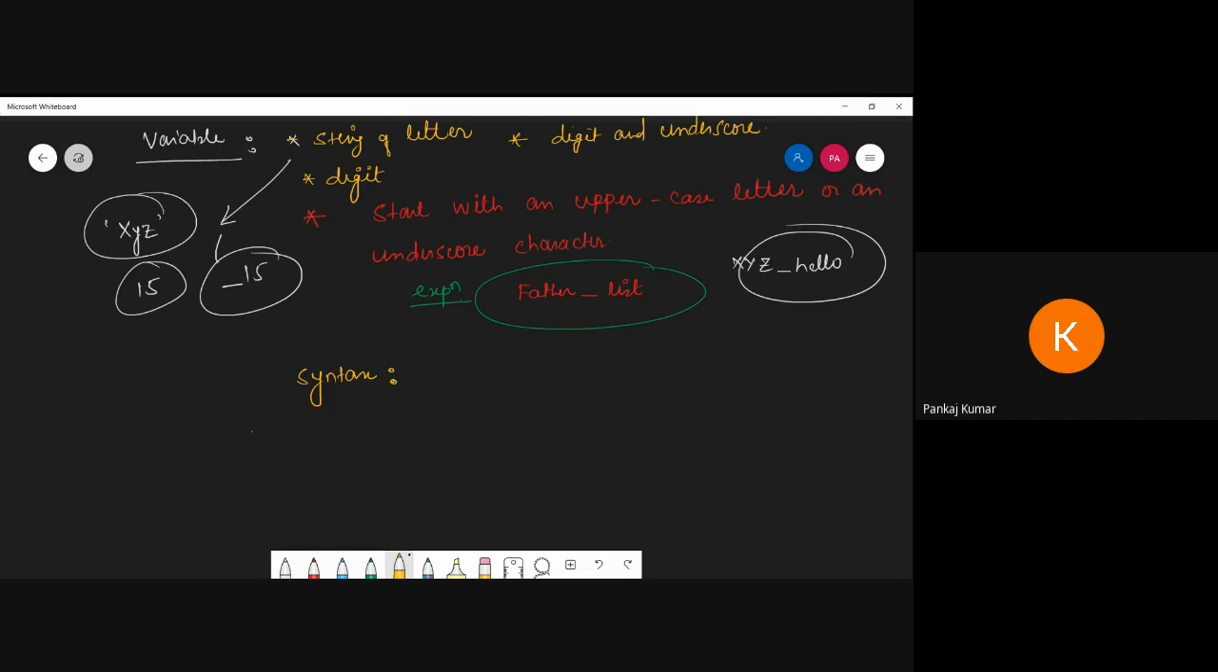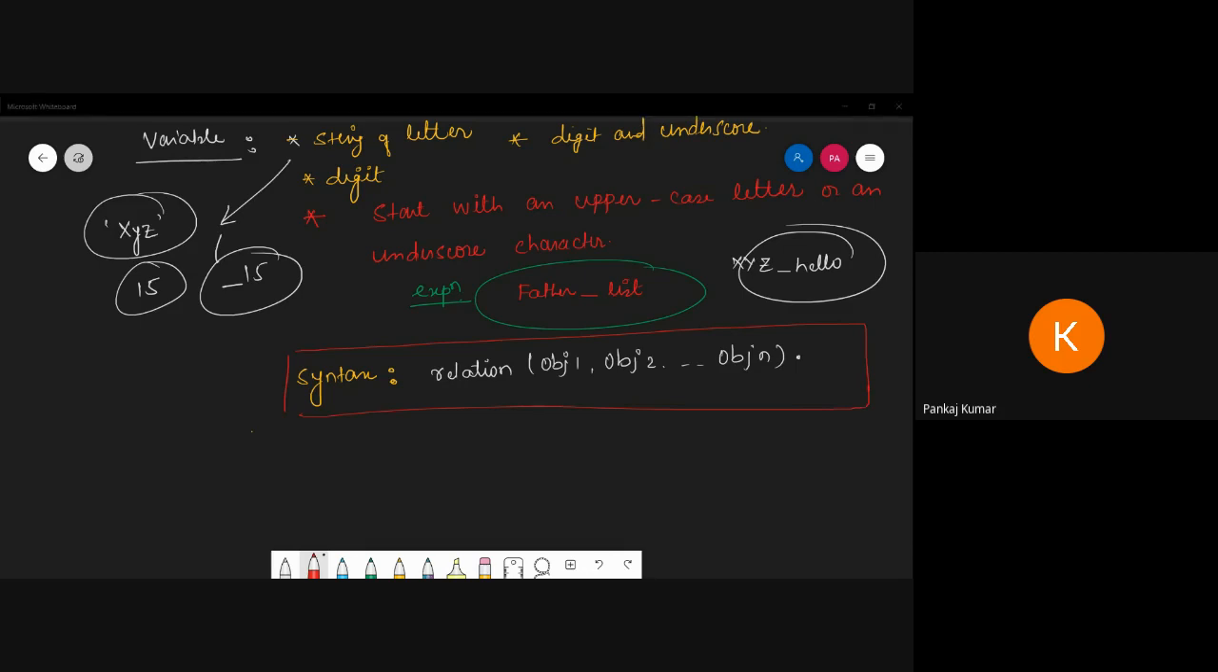Syntax: how to write a syntax. We have to write a relation first, and inside that I am writing object 1, comma, object 2, up to object n, and then the full stop. So that is the syntax we have to use to define a Prolog program. On the basis of these things we have to write. We can open the notebook; we already showed you how to open everything.